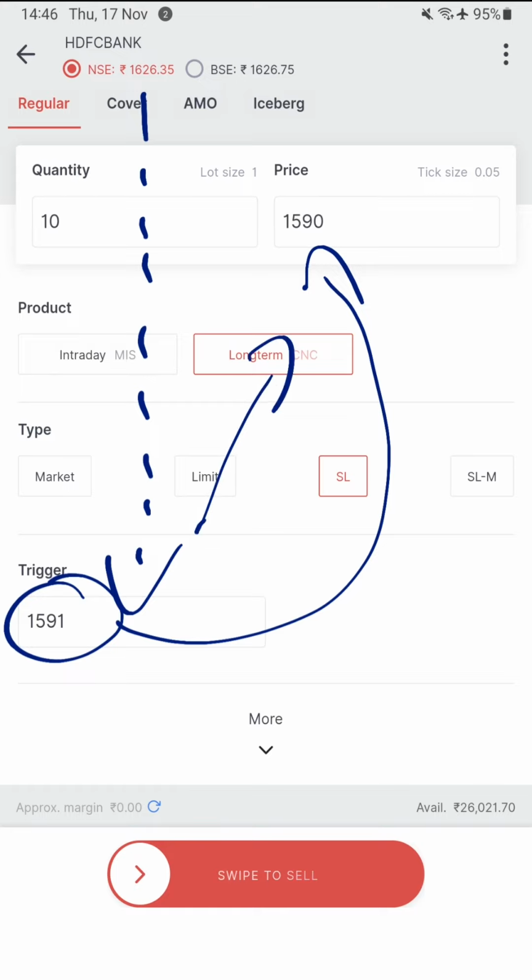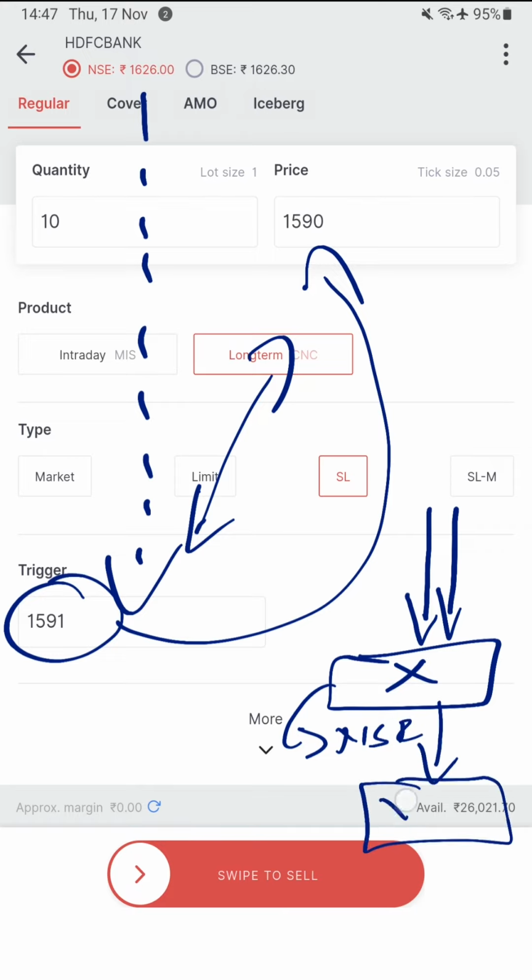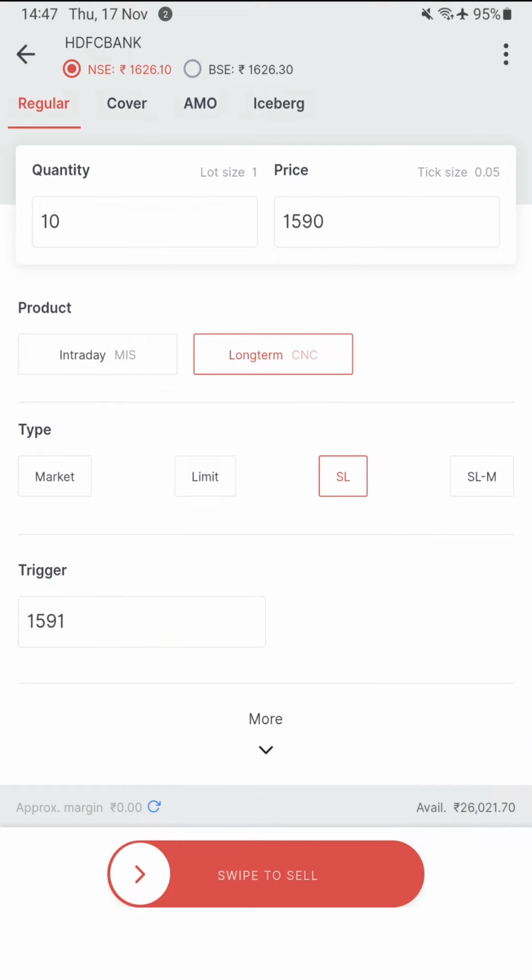Now, why is this price lower than the trigger price? Let me explain a very simple fact: when the market is falling, your trigger comes at price X, but by the time your order goes to NSE, the market may have fallen more and could be X minus Y. It could be below X, and that's why we put our bid or our price slightly below the trigger price. In fact, Zerodha probably wouldn't even let me set a price higher than the trigger price over here. So my trigger is at 1591. Okay, I can't take any more loss.